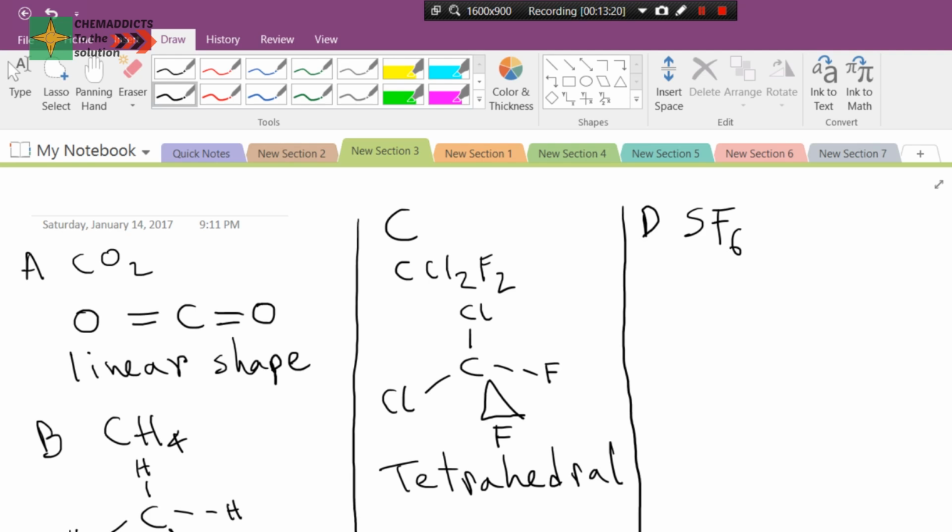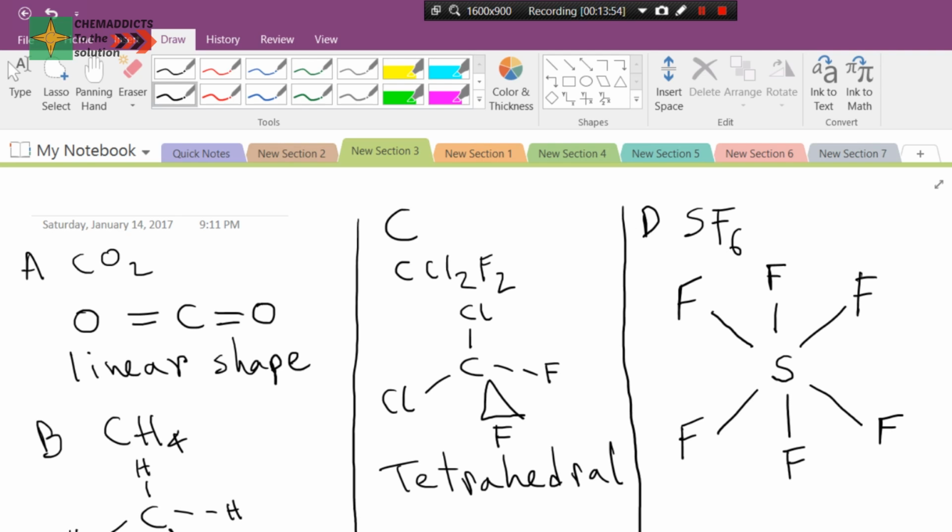Okay, SF6. Since we have one sulfur, it should be in the center. Sulfur should be the center atom. And since we have 6 fluorine, the fluorine are arranged something like this. So 4 fluorine in a square planar arrangement, and the other 2 are above this plane and below this plane. So that's how it looks like.